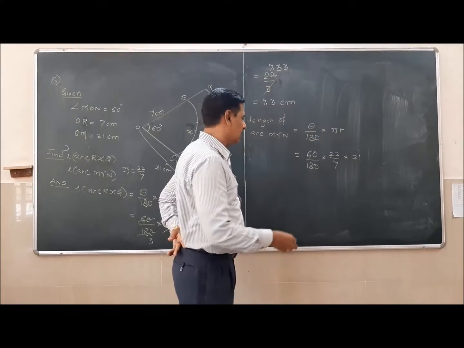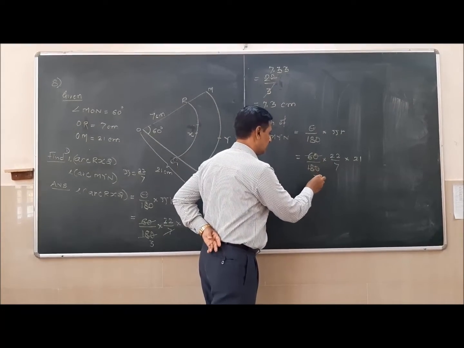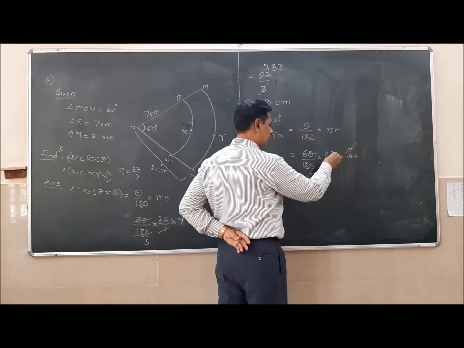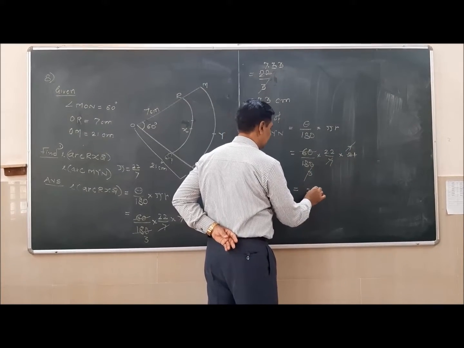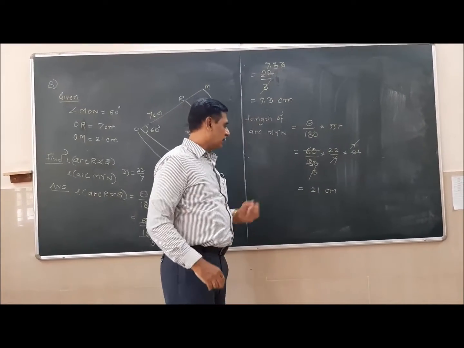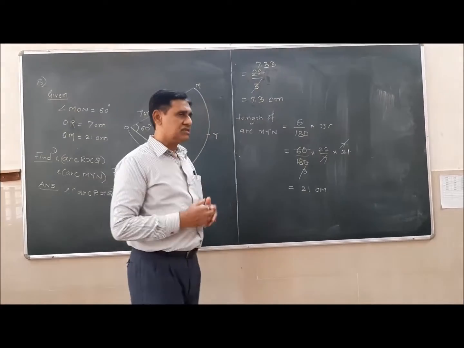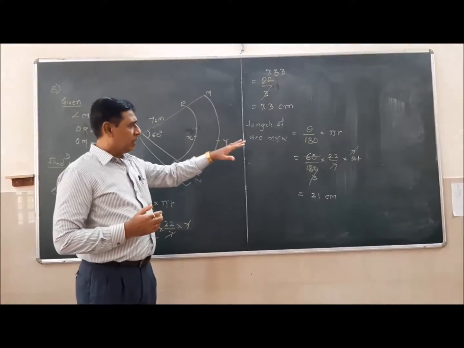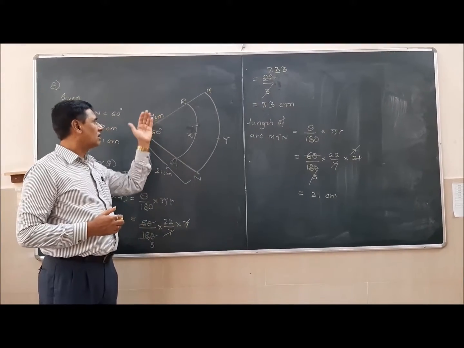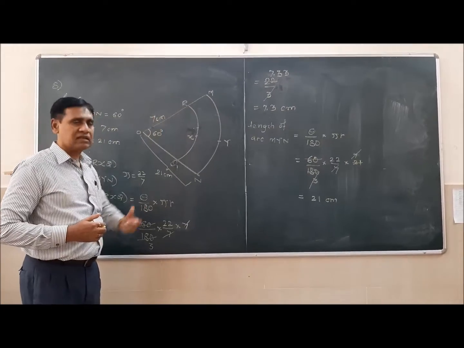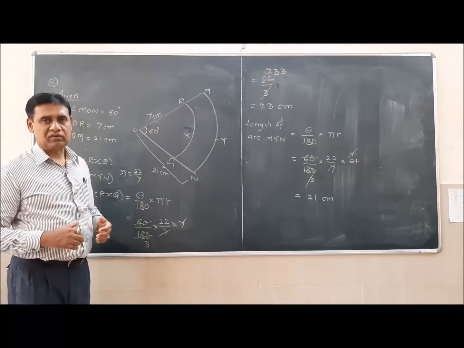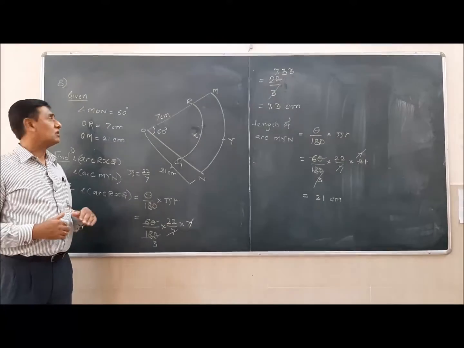Same thing here, you will get 60 threes are 180. 3 sevens are 21. 7 and 7 will be cancelled here, and finally you will get the answer for the length of arc MYN as 21 centimeter. This is how you will find it. We have used the formula in the same way. Only you have to remember that for arc RXQ the radius is 7, while for arc MYN the radius is 21. So here we end our question number 8.